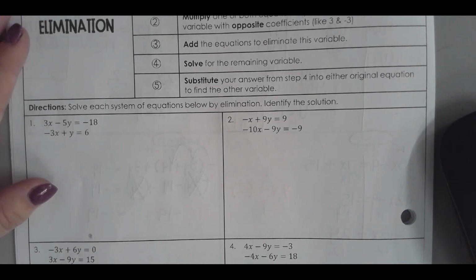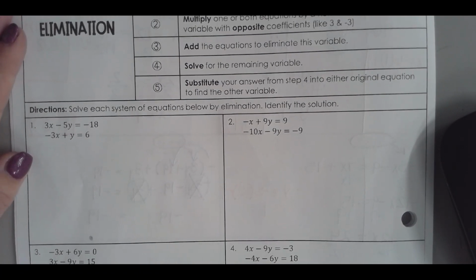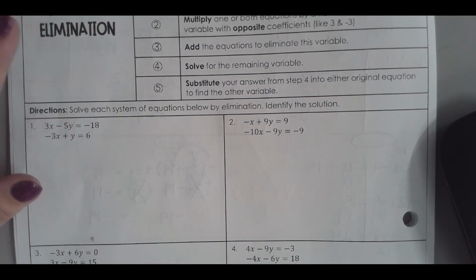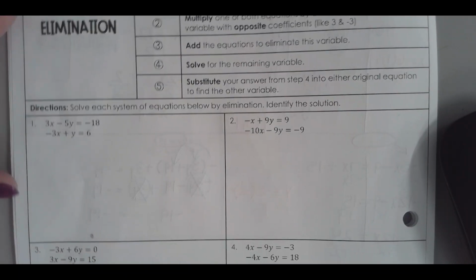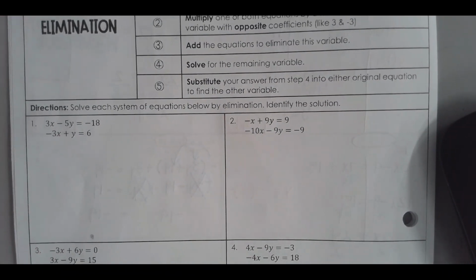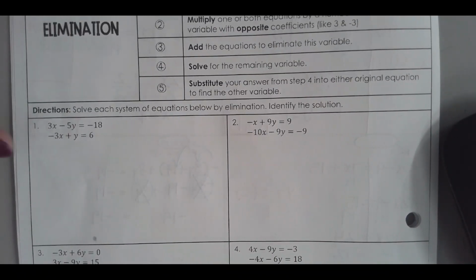What does the word eliminate mean? Get rid of. We want to cancel out, get rid of a variable. We do that by turning the coefficients, the numbers in front, into 0. So if we combine like terms, we want to combine those to be 0. What two numbers add to be 0?